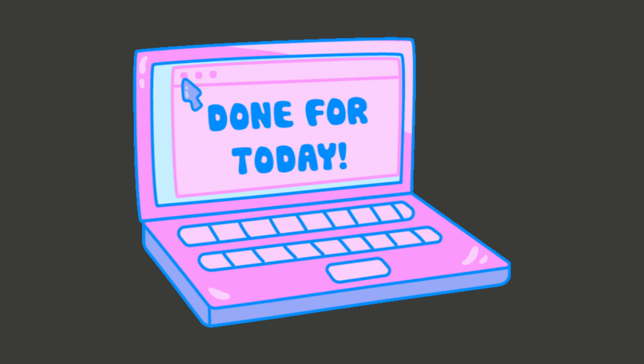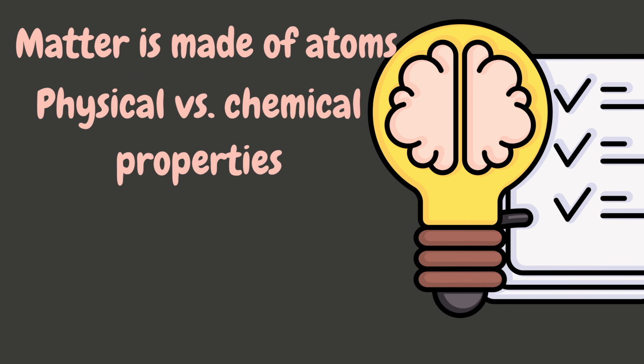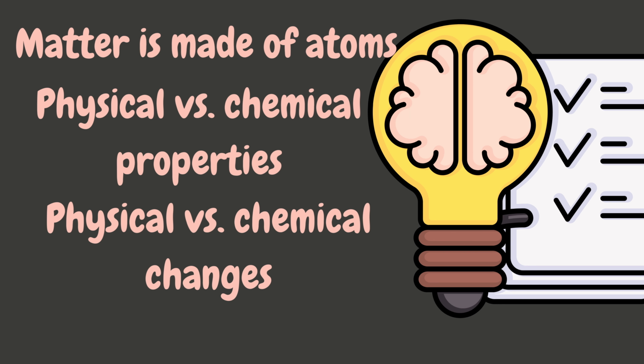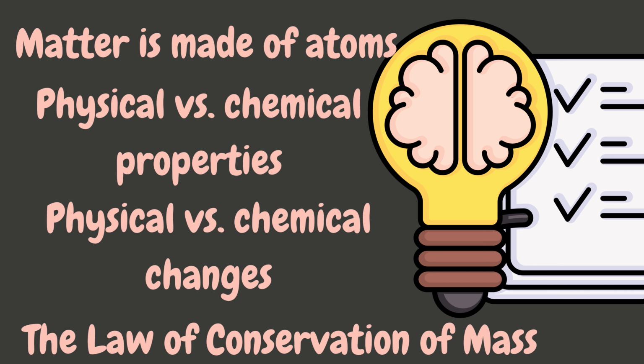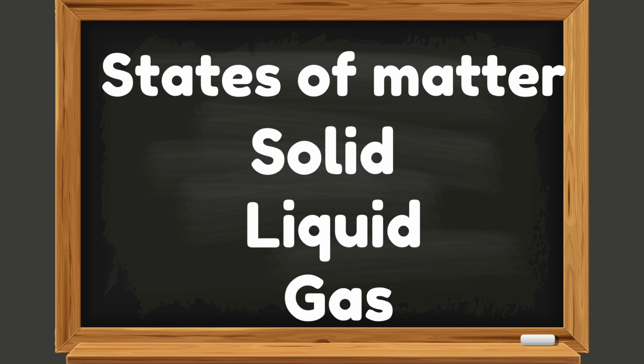And that's a wrap for today, junior scientists. We learned matter is made of atoms, physical versus chemical properties, physical versus chemical changes, the law of conservation of mass. Next time, we'll explore the states of matter: solid, liquid, and gas.